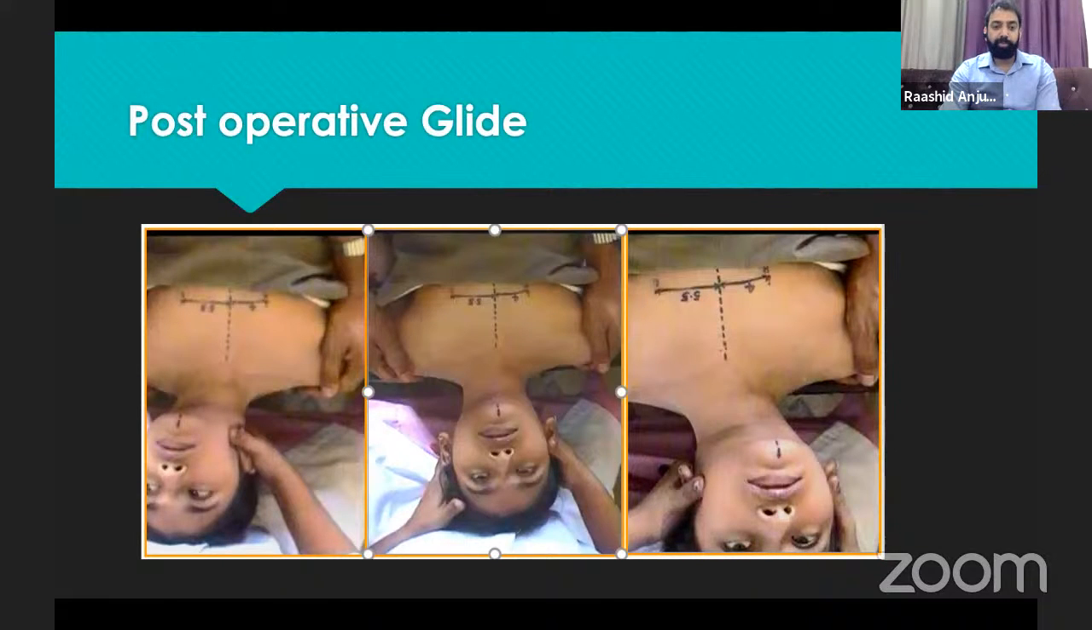Unfortunately, I don't have that video. It's not of good quality, of the intraoperative assessment of this glide test. So that's how we test it.